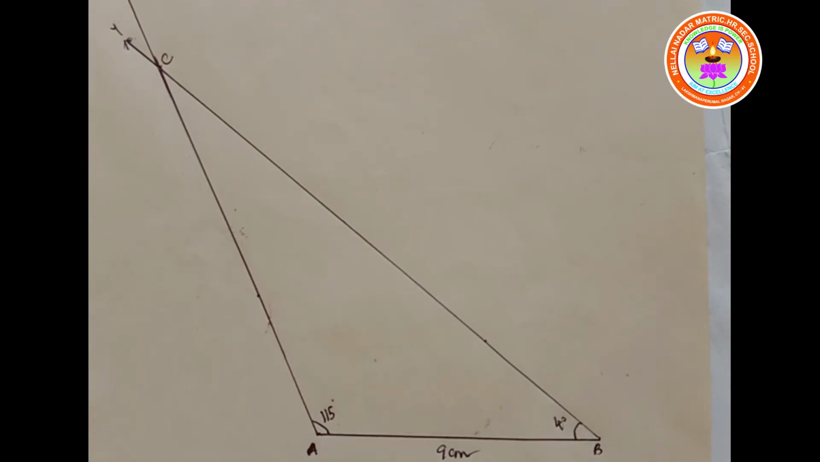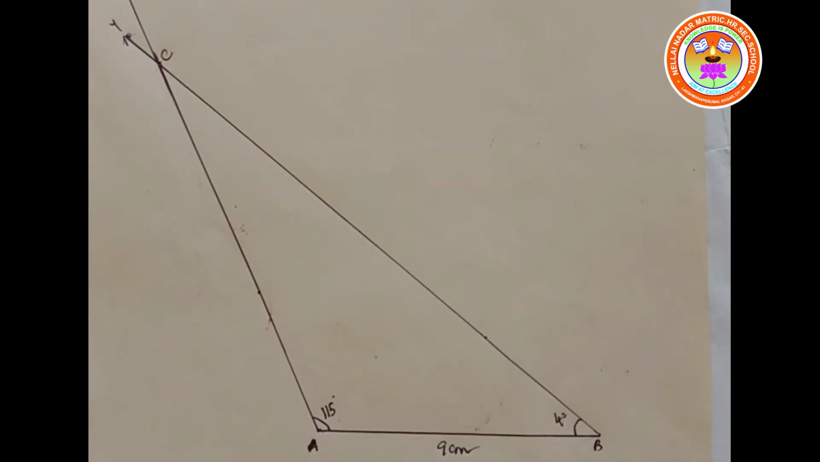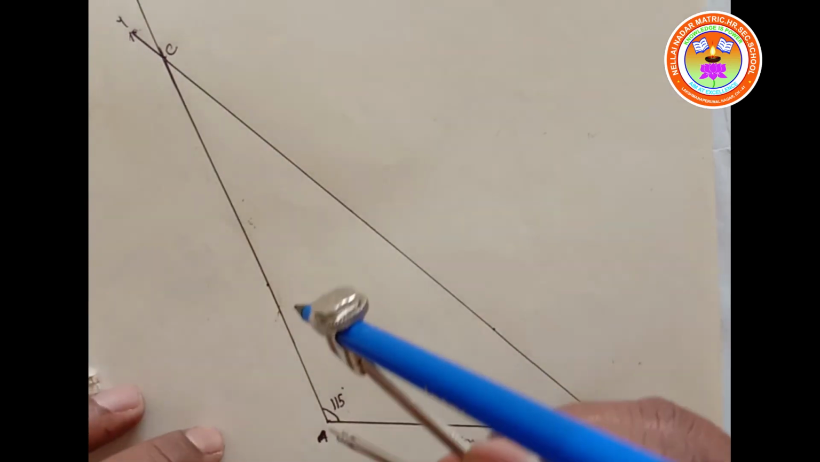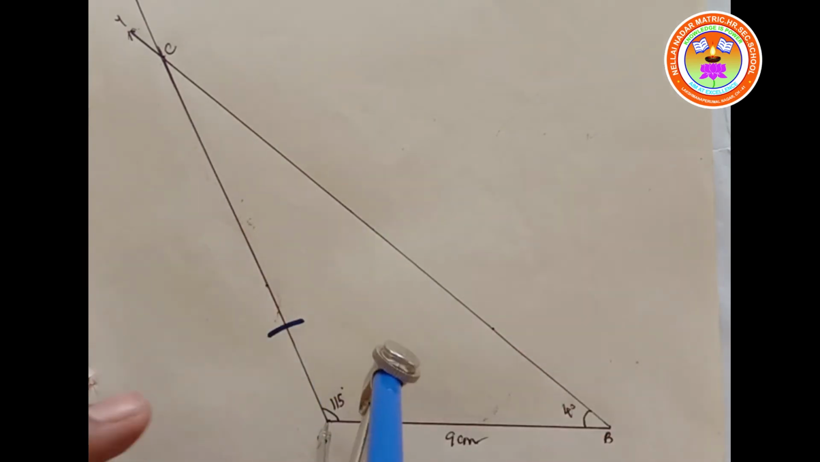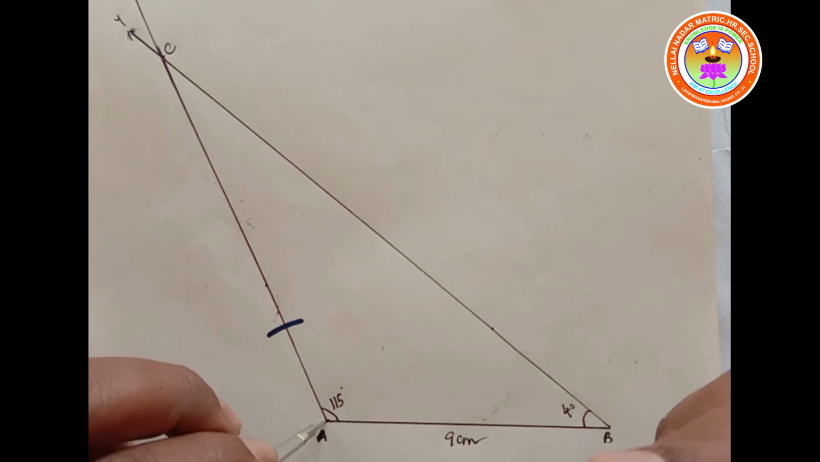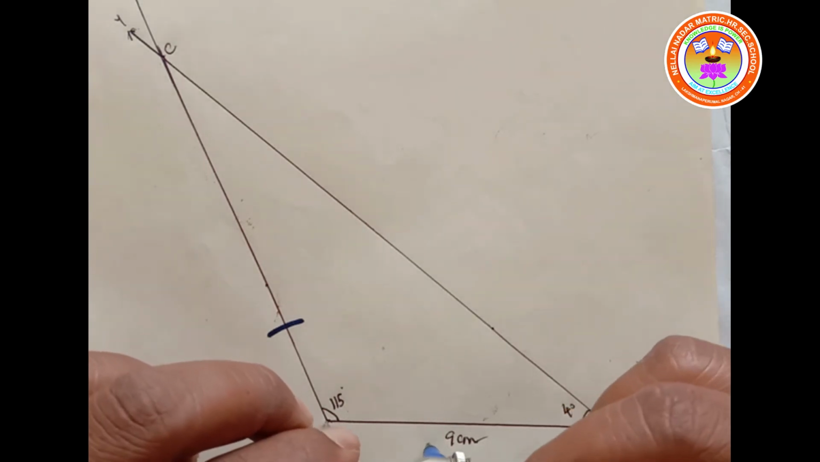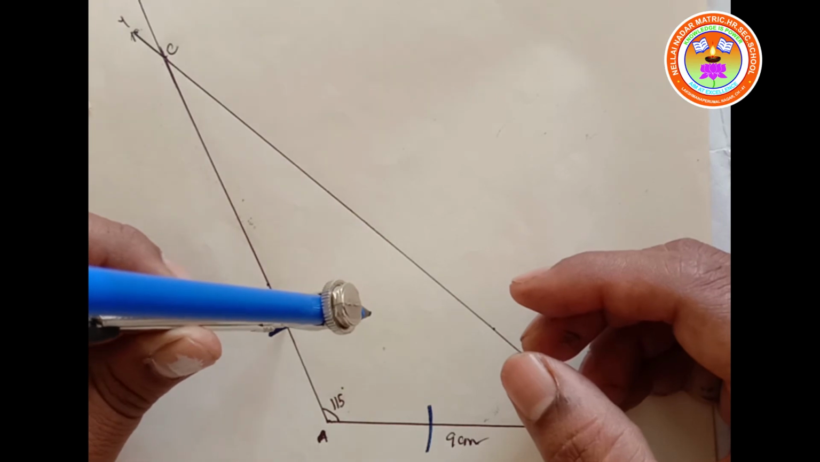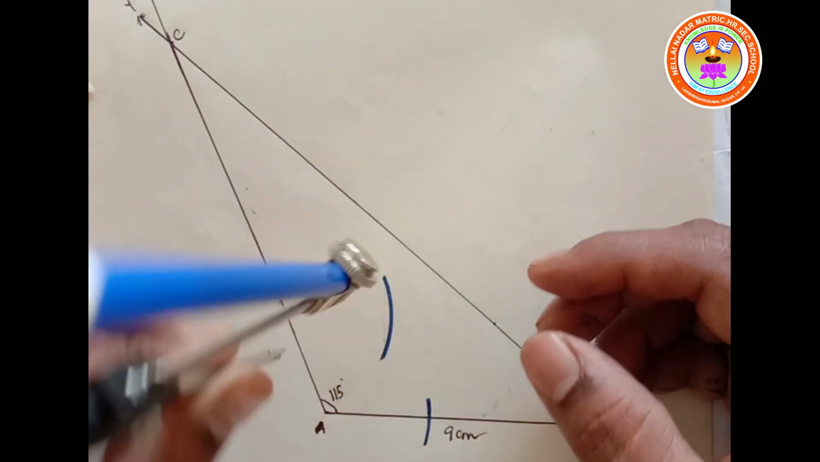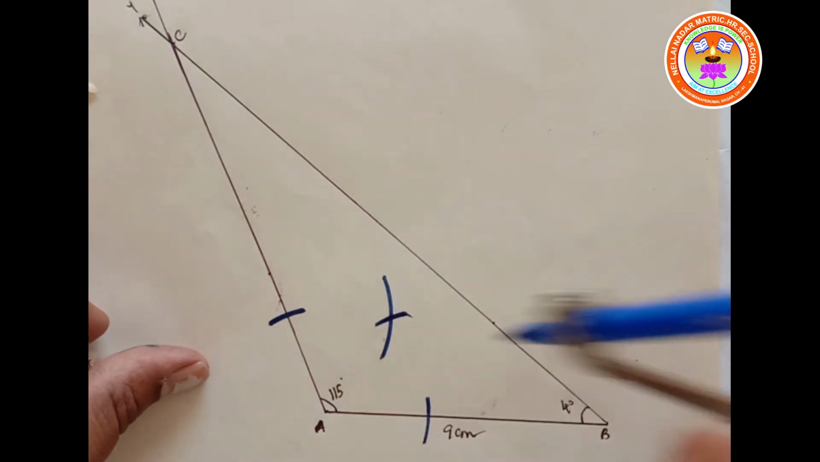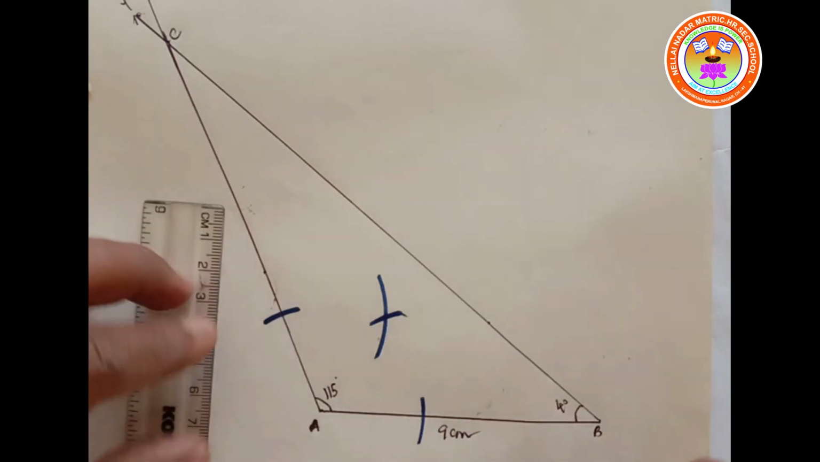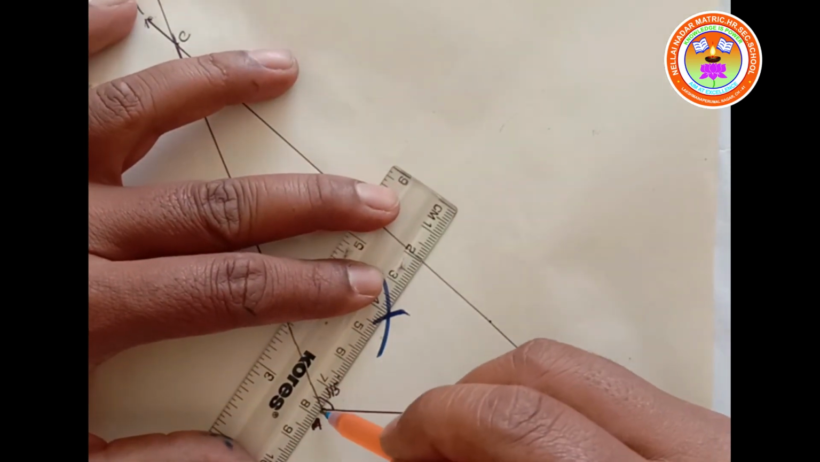It's clear, children? Now construct the angle bisector of any two angles. So I'm going to take A and B. From A as center, take any radius, cut an arc. Should cut the arc on line AC and on line AB with same radius. Cut another arc again from AB. Cut the previous arc. Now join angle bisector.